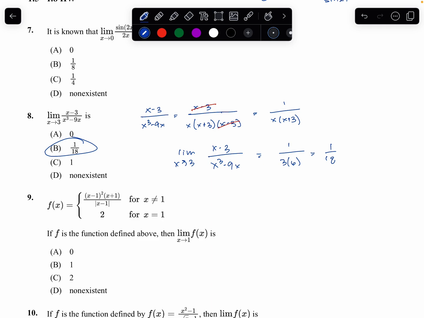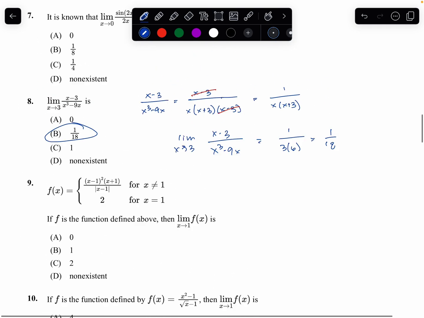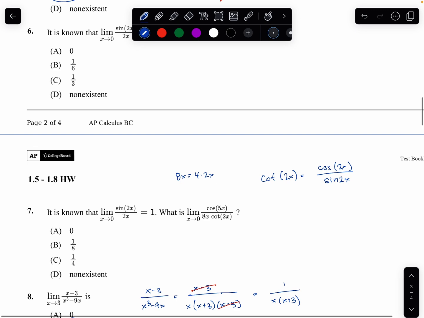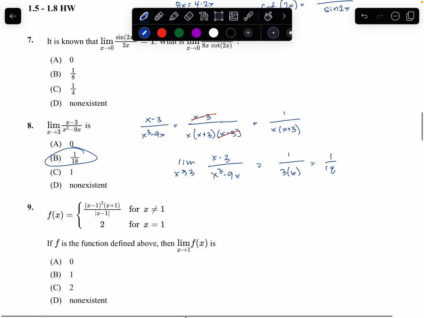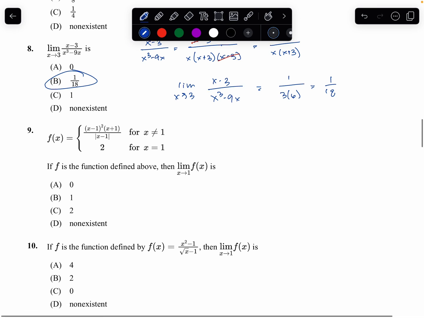Okay, should be good there. Let's look at, did I circle this one? Sorry, 1/3. Okay, let's go to 9.